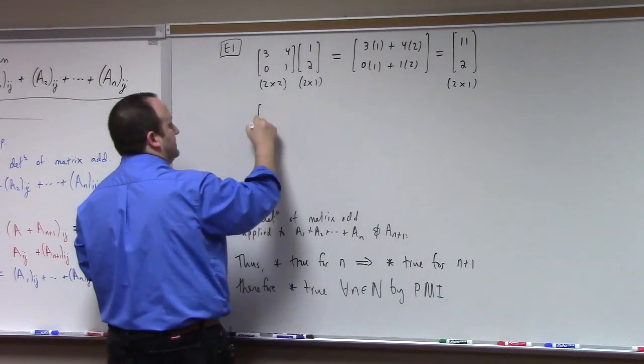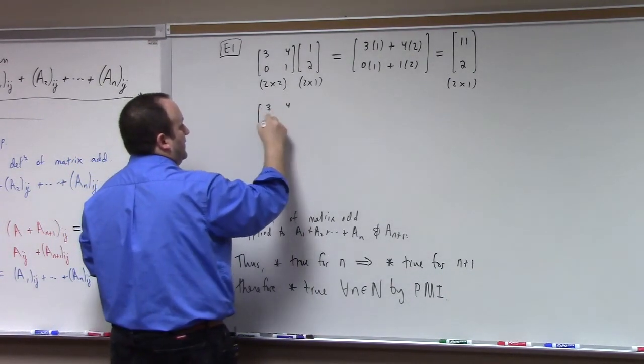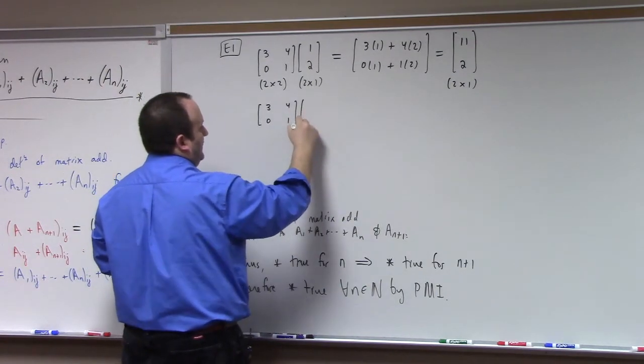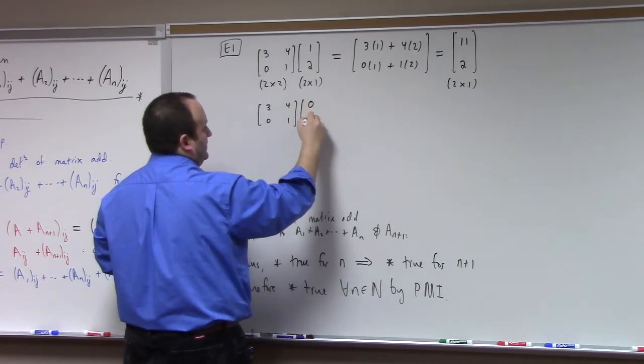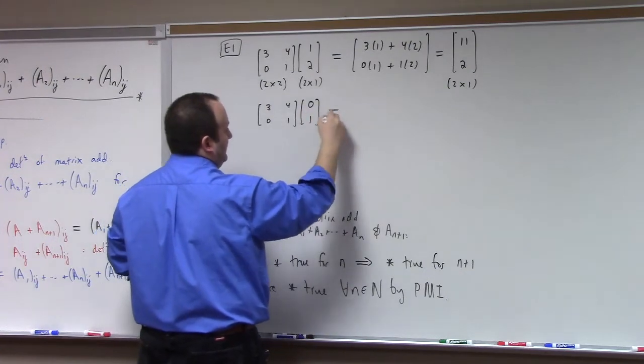Do another one of these. Same matrix, 3, 4, 0, 1. And this time let's do 0, 1. What should that tell me? What should that be?